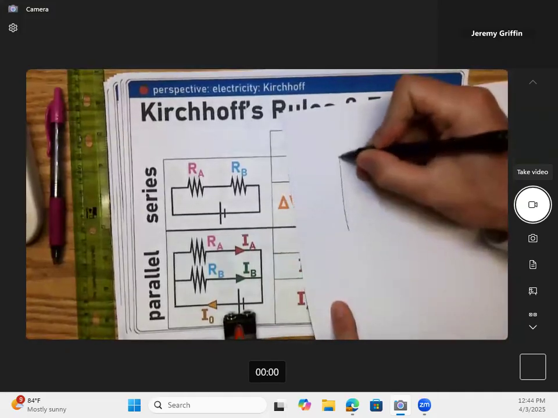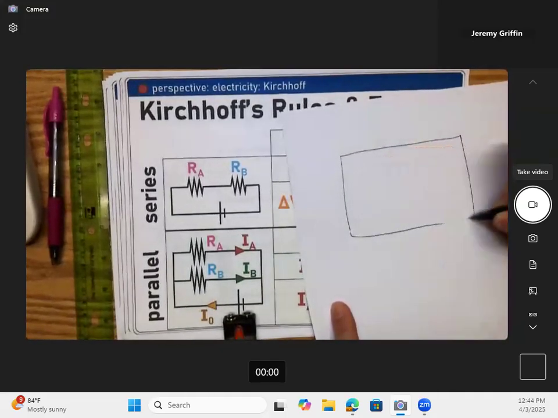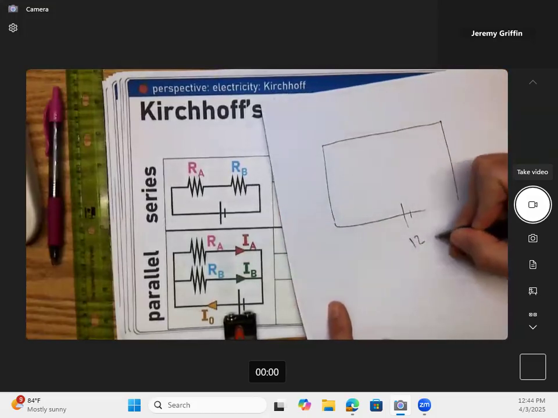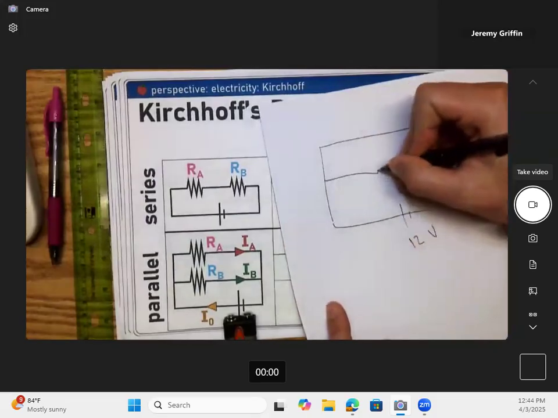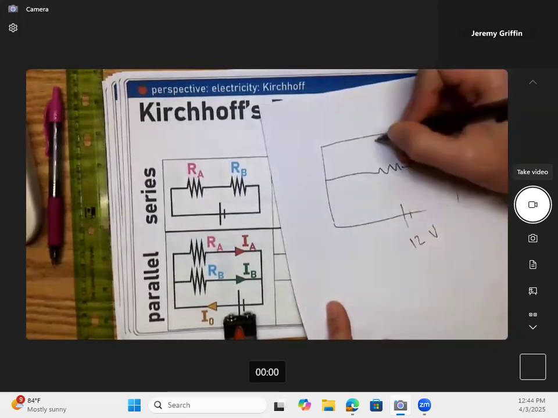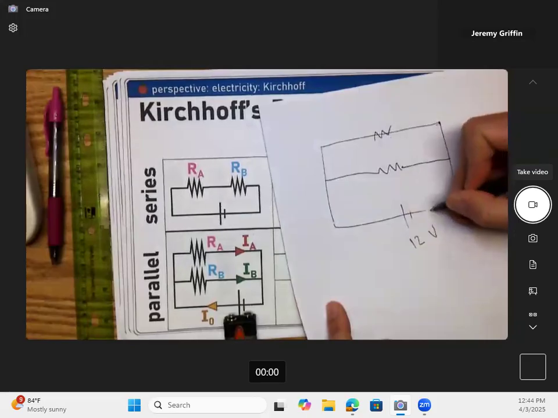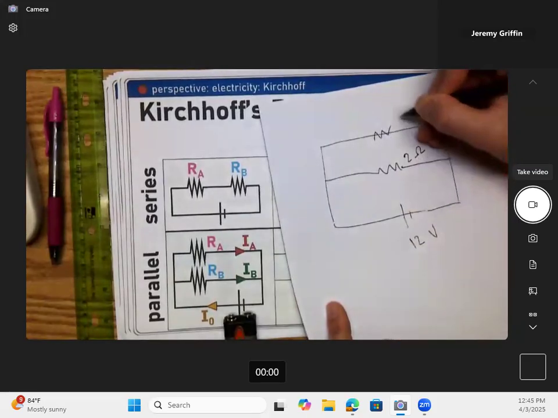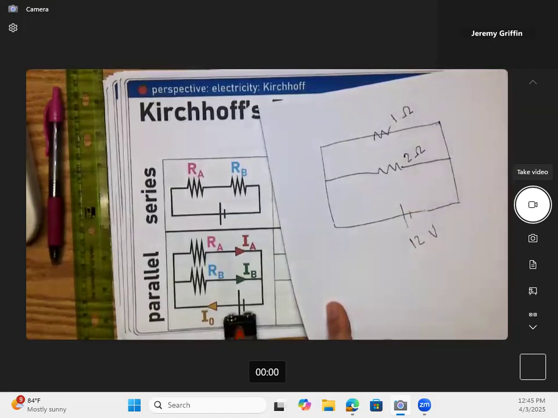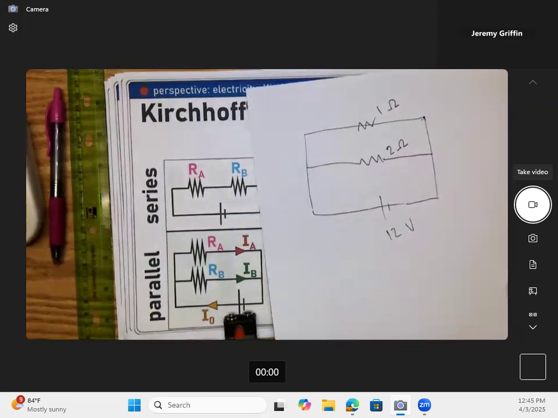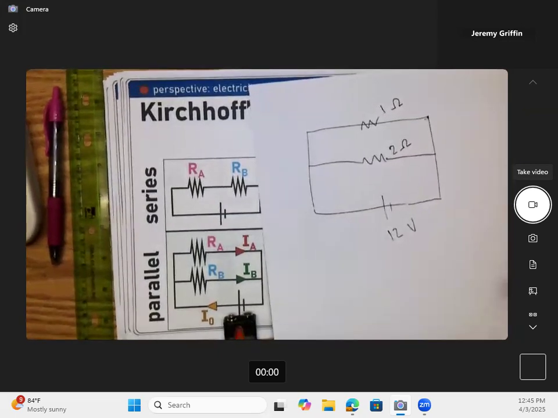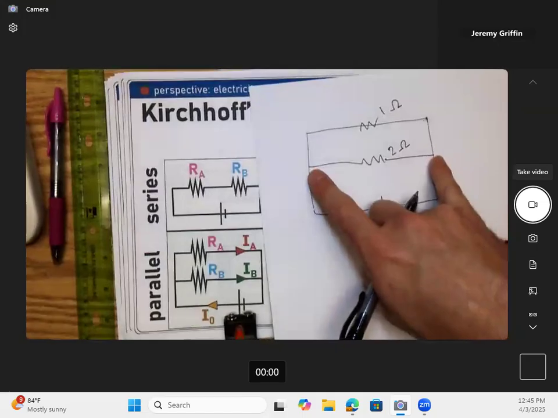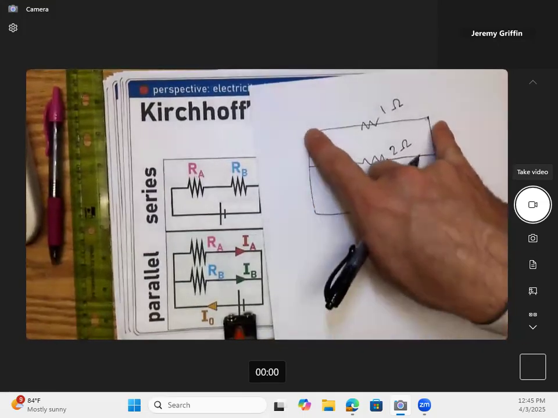Let's say I have, let's throw 12 volts on here. And what should I do for resistors? Let's do 2 ohms versus 1 ohm. Well, okay, that's what we got. We'll go with it. Okay, you guys see that? Let's solve this whole thing. You guys ready to solve the whole thing? Okay. Guys, does each of these have a full 12 volts going across it?